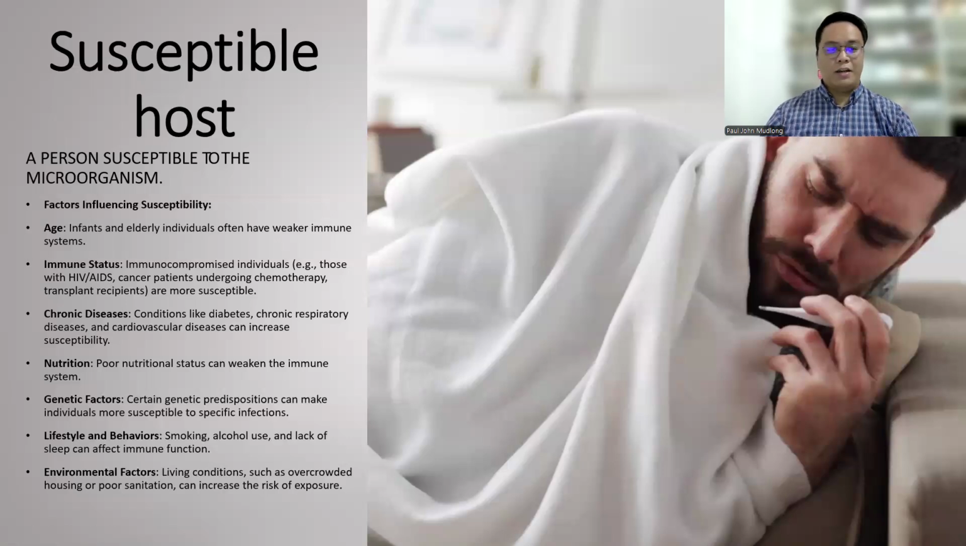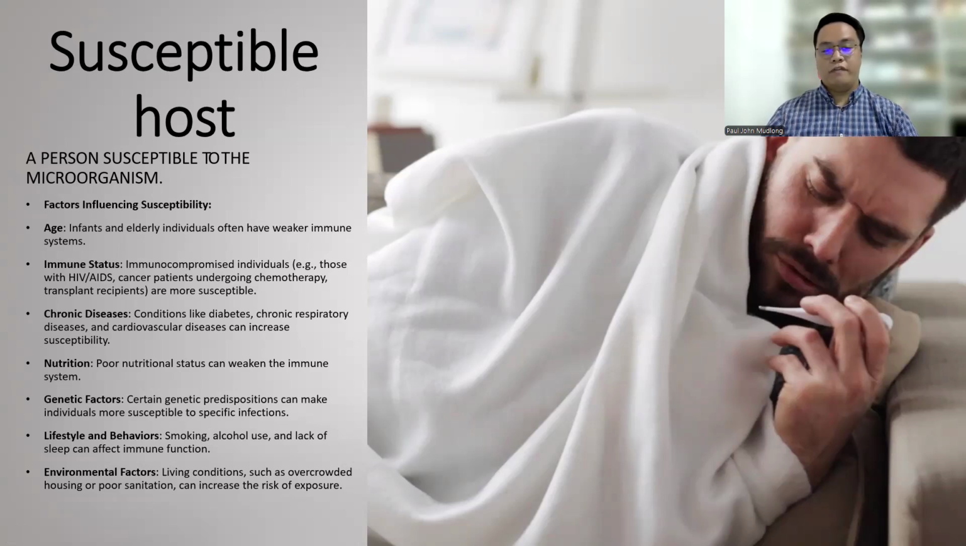Chronic diseases. Conditions like diabetes, chronic respiratory diseases, and cardiovascular diseases can increase susceptibility. As I said a while ago, if you have pre-existing comorbidities or chronic conditions like the ones I mentioned, it can increase your susceptibility to infection. Nutrition. Poor nutritional status can weaken the immune system as well. Genetic factors. Certain genetic predispositions can make individuals more susceptible to specific infections.